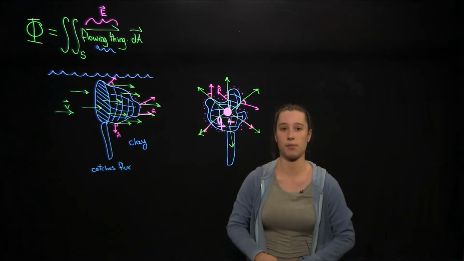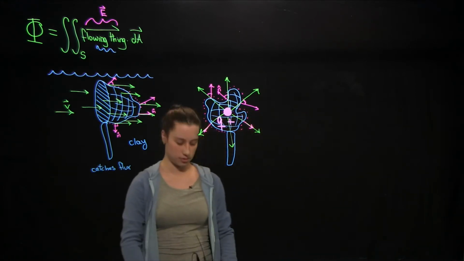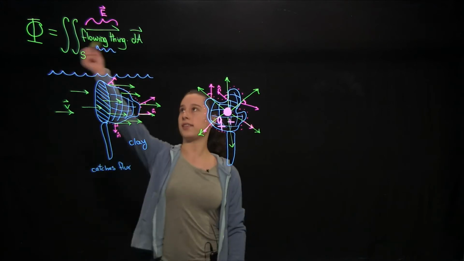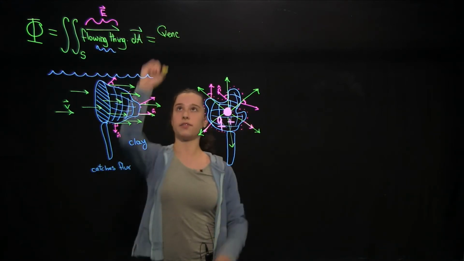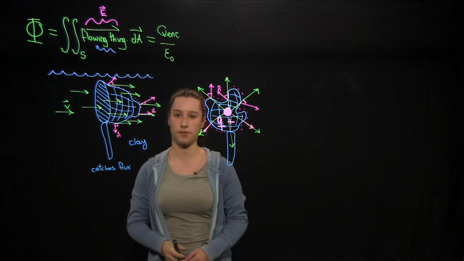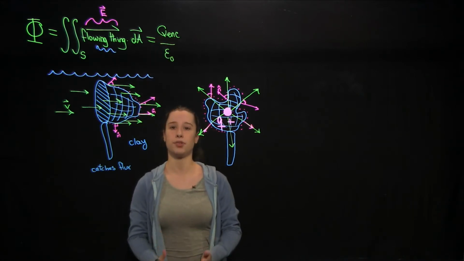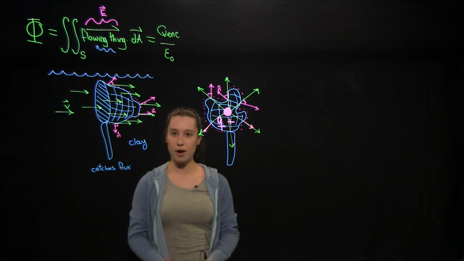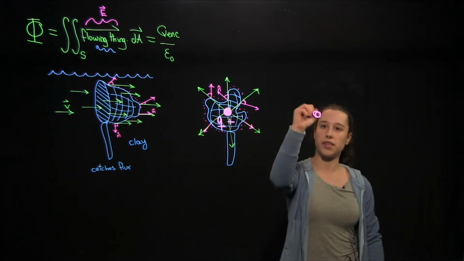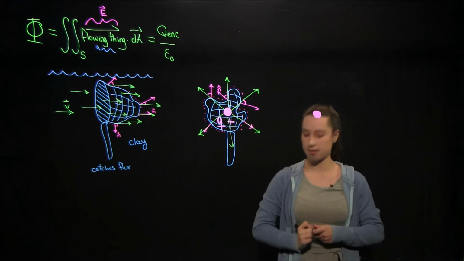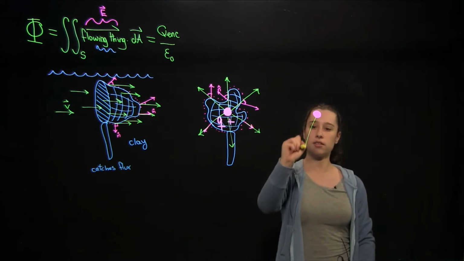So this guy Gauss came along, and he said something pretty remarkable. He just said that this is equal to Q enclosed, whatever charge is enclosed by our net, divided by epsilon naught, the permittivity of free space. And this is such a simple yet such a remarkable statement because it's so powerful in its simplicity. So let's take our point charge. Let's just move it over here for a second, and let's redraw its electric field.